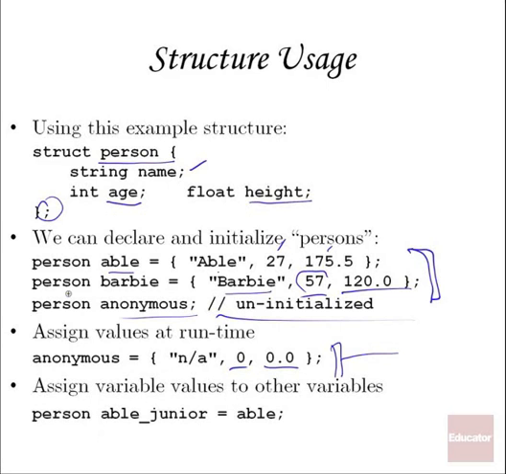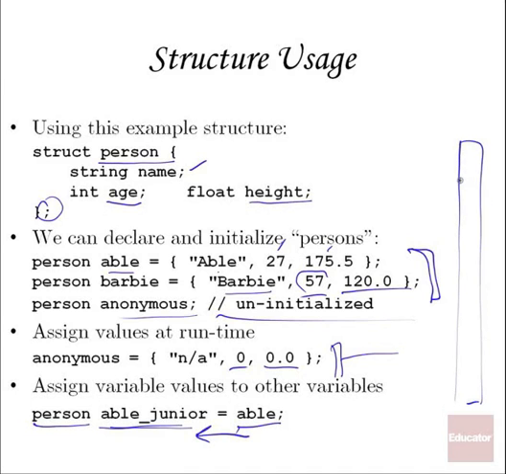And we can use it now, when we declare it as a type, this is a variable. We can use it like any other variable, including Abel being assigned to Able Jr. So we have a person called Able Jr., and all the members of Able will be copied to all the members of Able Jr. So it's very powerful syntax here. You can do many things in here.